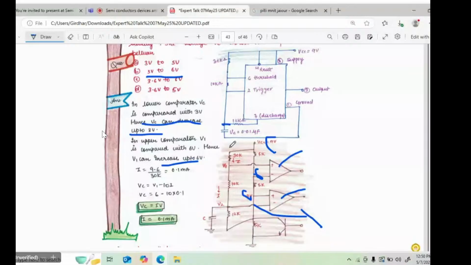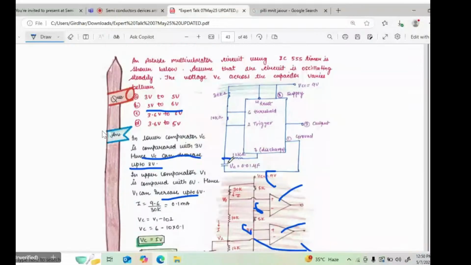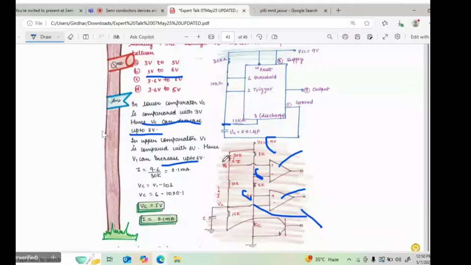So the current you can calculate here: 9 minus this potential, 6, divided by 13k, it is 0.1 milliampere. So you can find out the VC also. What is the potential across this node? The potential at this node is nothing but V1. This is V1 minus this potential.